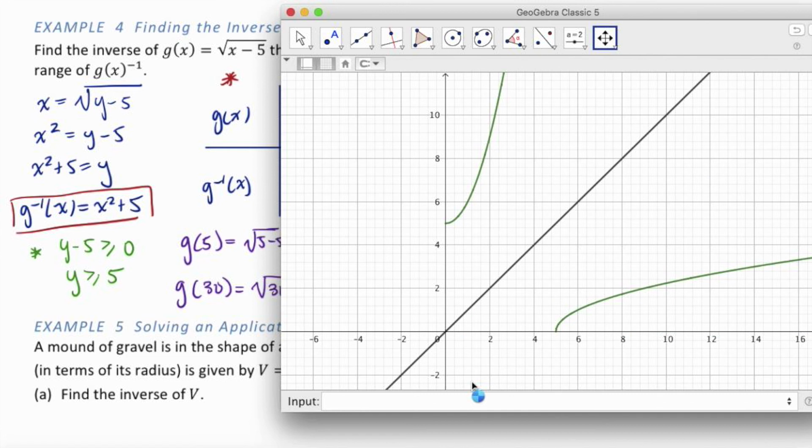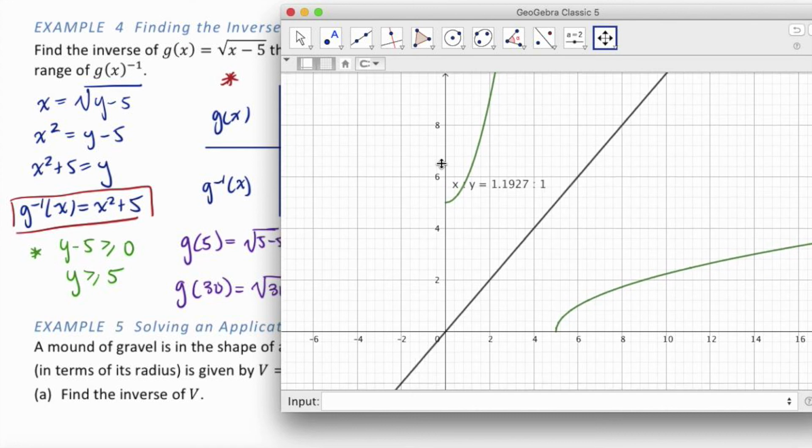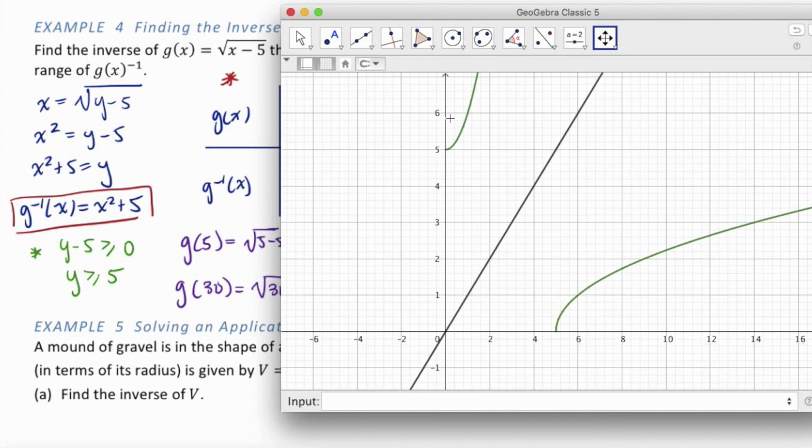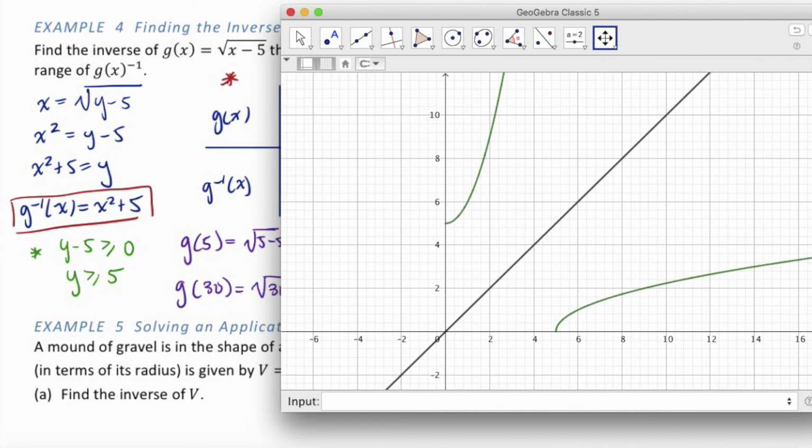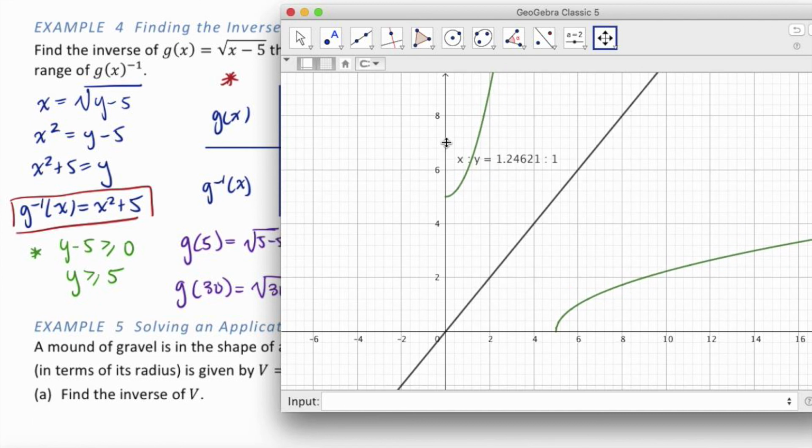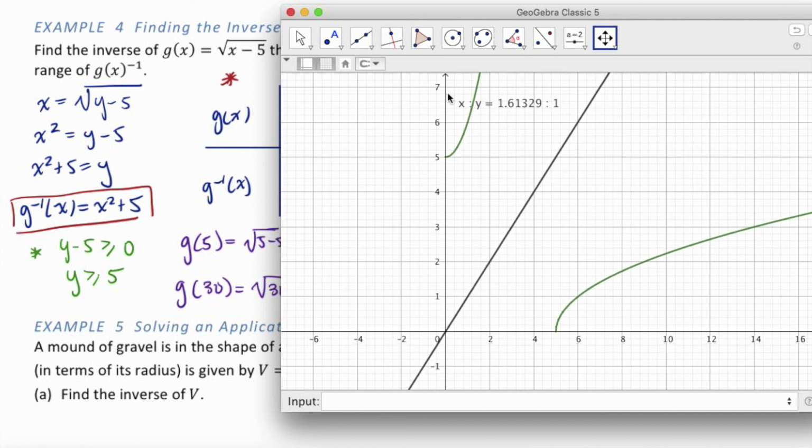All right, so what is the range of this inverse function? My smallest output starts here at 5, and that's a little hard to see. So there it is, there's that smallest output of 5. My smallest input is 0, and if I evaluate at 0, I get 5. If I adjust my graph, that's exactly 5.